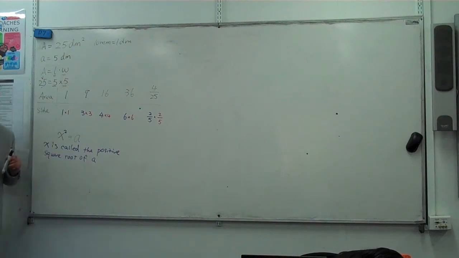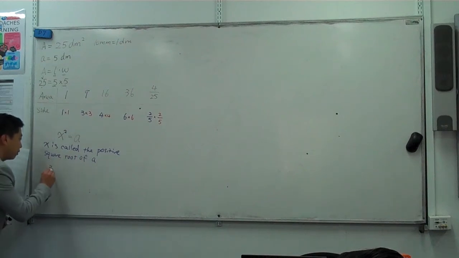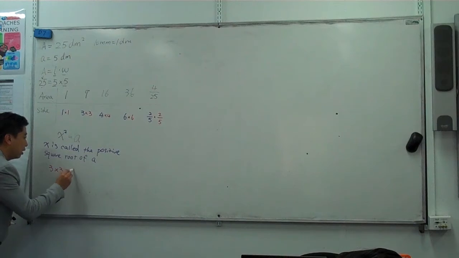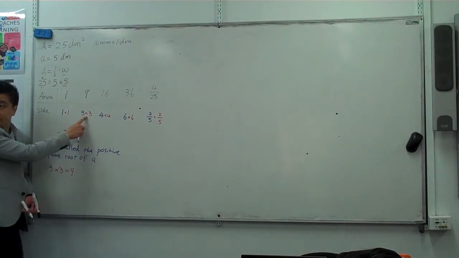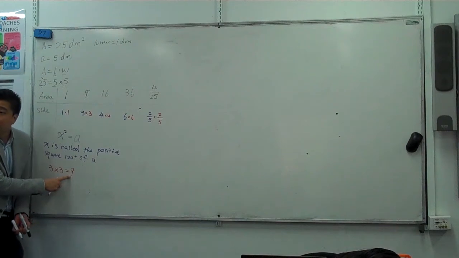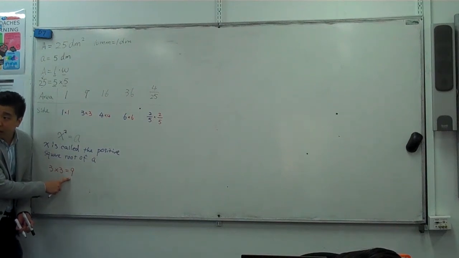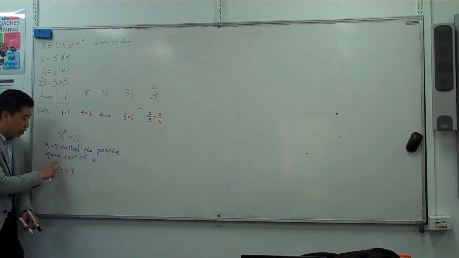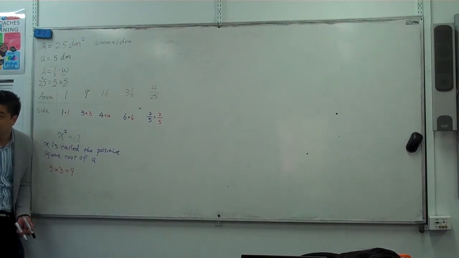Some people will say it's not very easy to understand. I'll give you some examples. For example, 3 times 3 equals 9. This question. Okay. 9 is called a square number. 3 squared is 9. Is that correct?